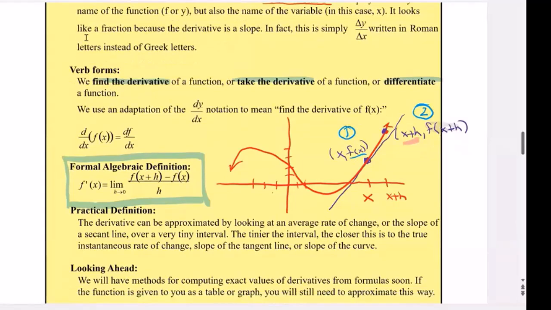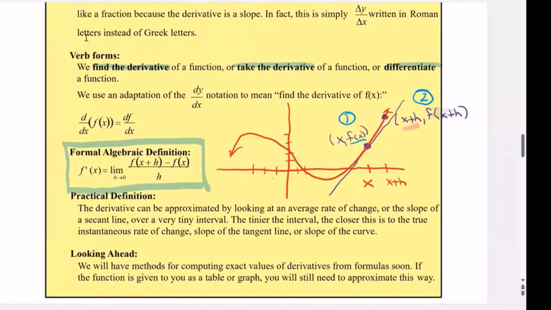So, practical definition. The derivative can be approximated by looking at an average rate of change or the slope of the secant line over a very tiny interval. We've talked about that a lot. The tinier the interval, the closer this is to the true instantaneous rate of change, the slope of the tangent line or the slope of the curve.